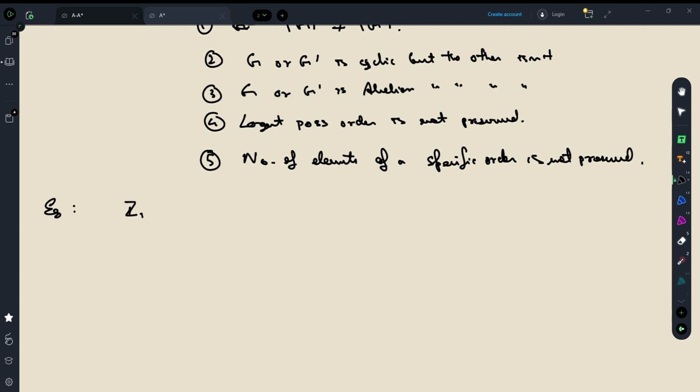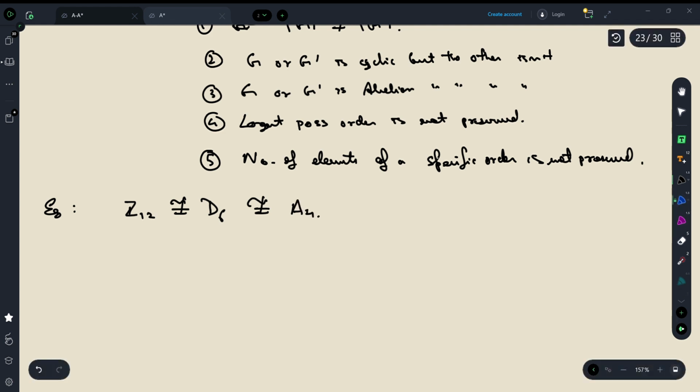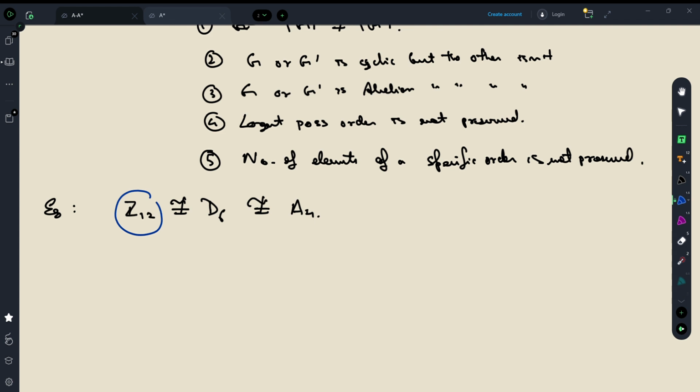Some immediate examples to establish this fact: Z12 is not isomorphic to D6, which is a 12 order group, nor to A4. What is the reason? What is the largest possible order of an element in Z12? Precisely 12. What is the largest possible order of an element in D6? It's precisely 6, right? Because we know that the element which denotes the rotation in D6, r to the power 6, must equal 1, and this is the largest possible order of any element in D6.